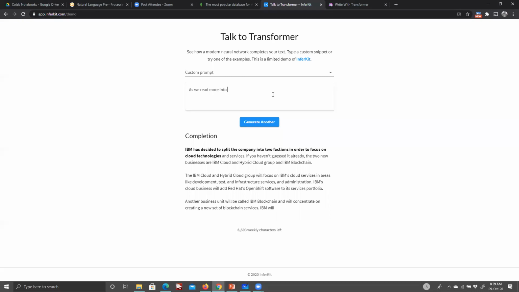As we read more into machine learning, we realize that most of our techniques do not have generalized power, a generalized advantage over other techniques.